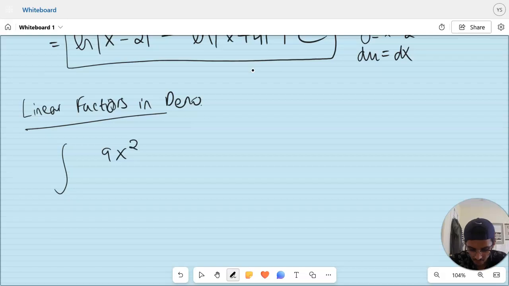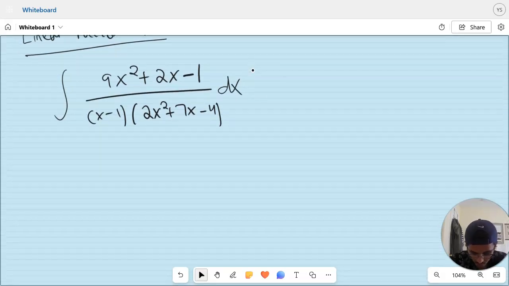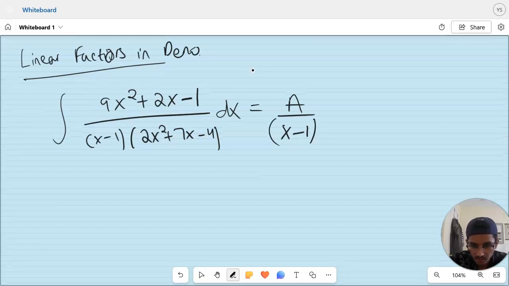Say we're given to find the integral of 9x squared plus 2x minus 1 over (x minus 1)(2x squared plus 7x minus 4) dx. Let's see what we're going to let our A equal to. We're going to let it be A over x minus 1, since that's what our first fraction is going to look like. And for the second part of our fraction, we have to factor this out. This looks like a quadratic, so let's see if we can factor it.